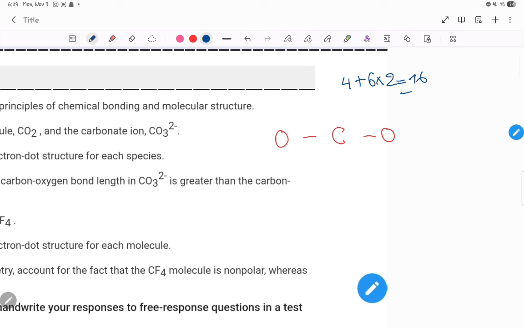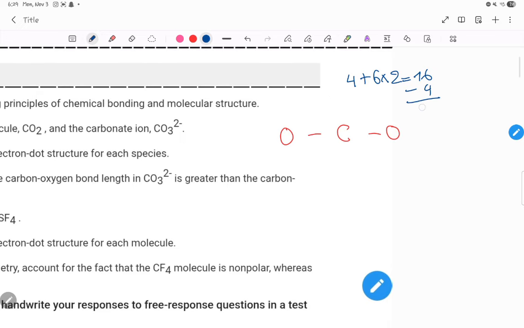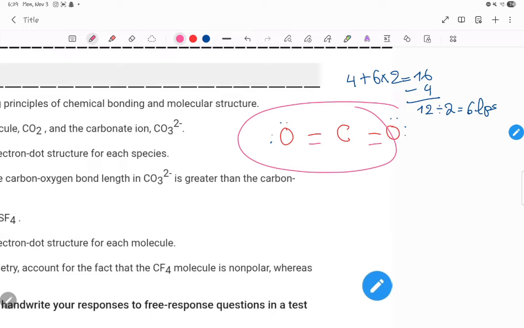Then we will subtract from it what? We'll subtract from it 4 because we have 2 bonded pairs. 16 minus 4 is what? It is 12. Then 12 divided by 2, this will give us what? This will give us 6 lone pairs. So I need to put 1, 2, 3, 4, 5, and 6 first on the surrounding atoms. Now we check, do they all fill the octet? No. So what do we do? We take from here the lone pair, we turn it into a double bond, and we take from here the lone pair and we turn it into a double bond, and this is what? This is the Lewis structure of CO2.